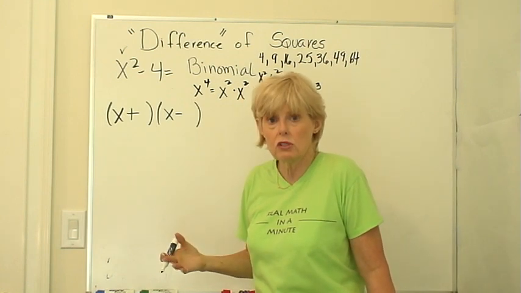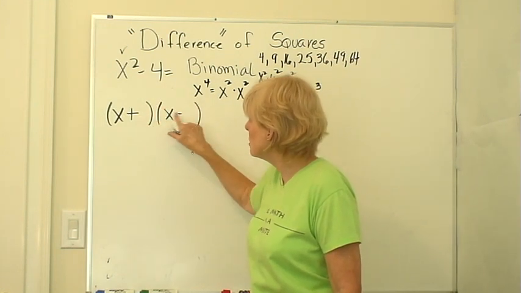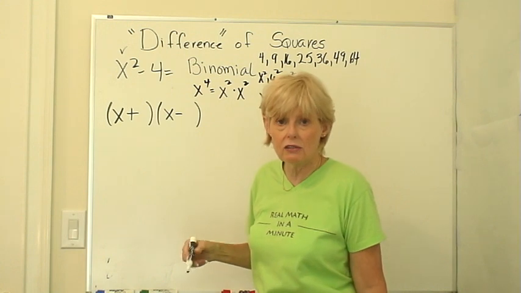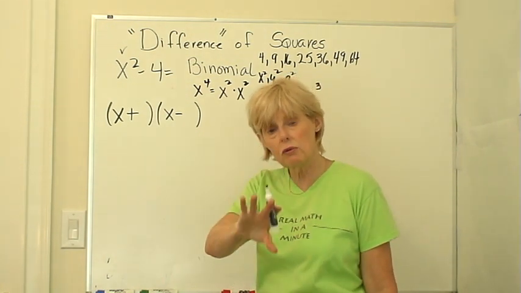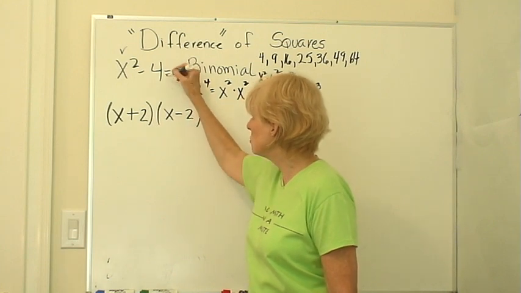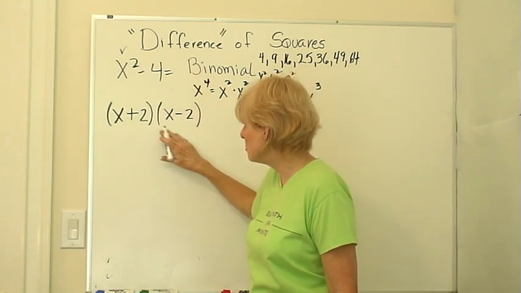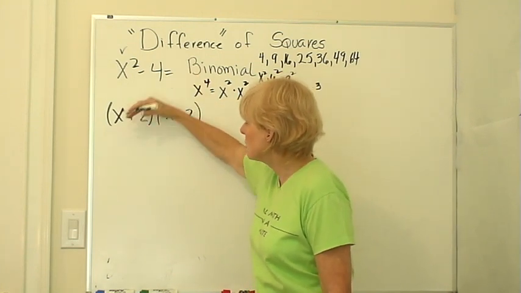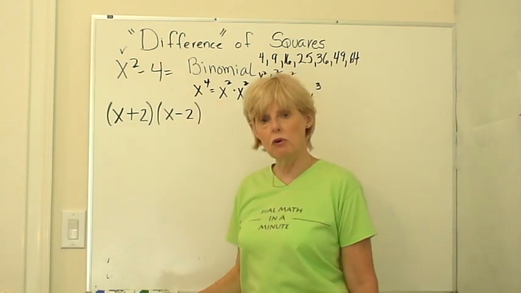That's the truth. We're like, well, what times what is 4? Well, we know that. It's got to be the same number now. The square root of 4 is 2. So we're like, okay, 2 times 2 is 4. And so this is the way that we factor x squared minus 4.